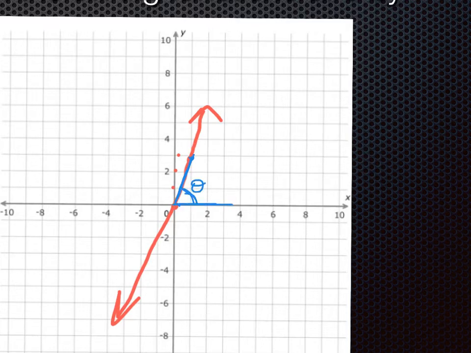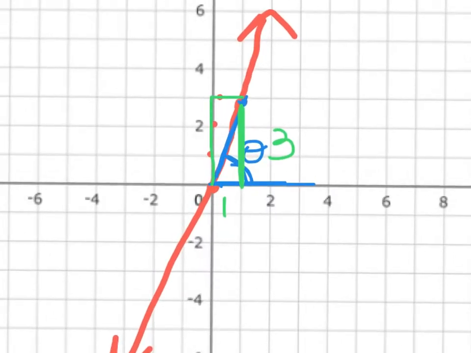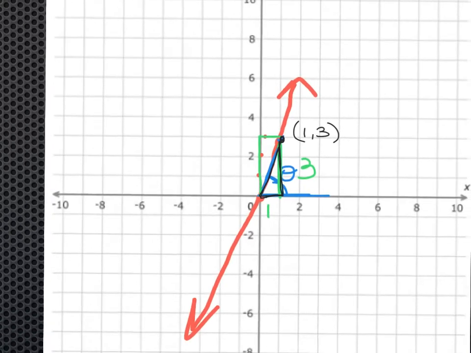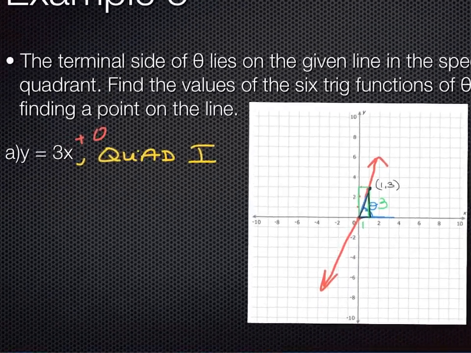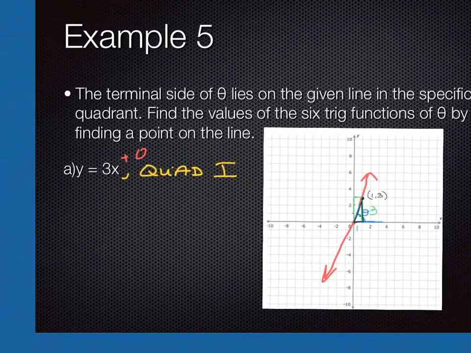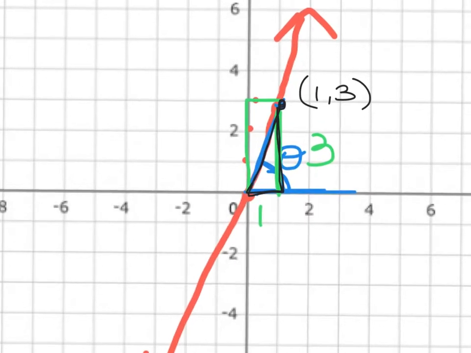And because I know that it's gone up 3 and over 1, I know the horizontal distance is 1 and the vertical distance is 3. So now I can focus on this smaller triangle in which this terminal point would be (1, 3). Again, horizontal distance would be 1, vertical would be 3. So when it says find the values of the 6 trig functions, all I'm missing is the hypotenuse of this triangle. I can do a squared plus b squared equals c squared.